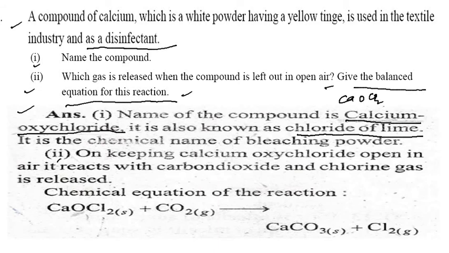Second, on keeping calcium oxychloride open in air, it reacts with carbon dioxide and chlorine gas is released. So you can see here the chemical reaction. It is bleaching powder, calcium oxychloride. It reacts with carbon dioxide to form calcium carbonate and chlorine gas. So always remember this reaction, and that reaction is balanced.